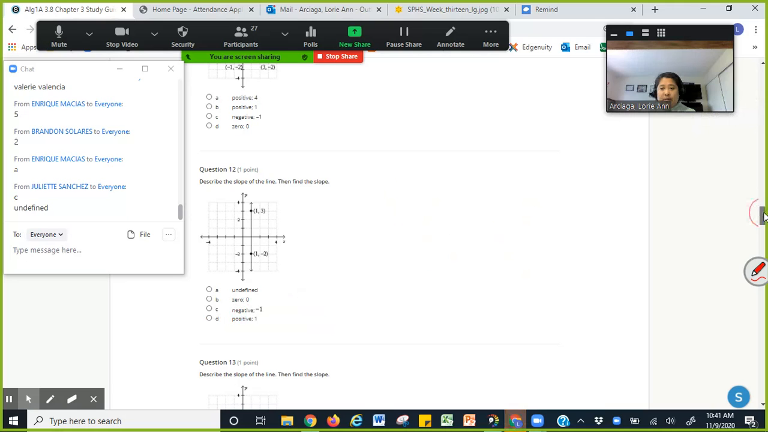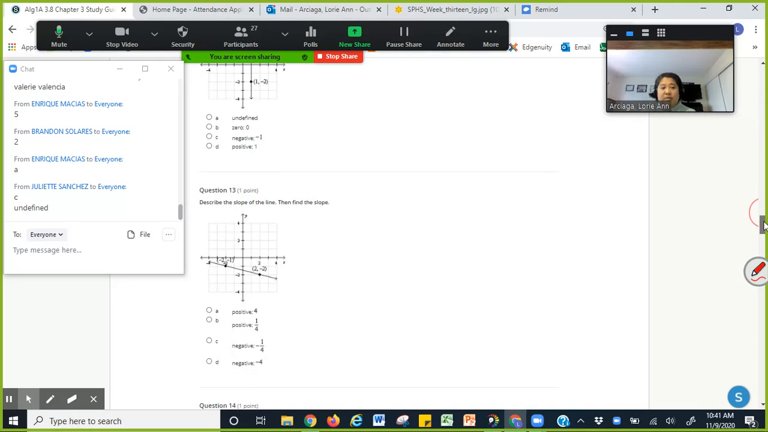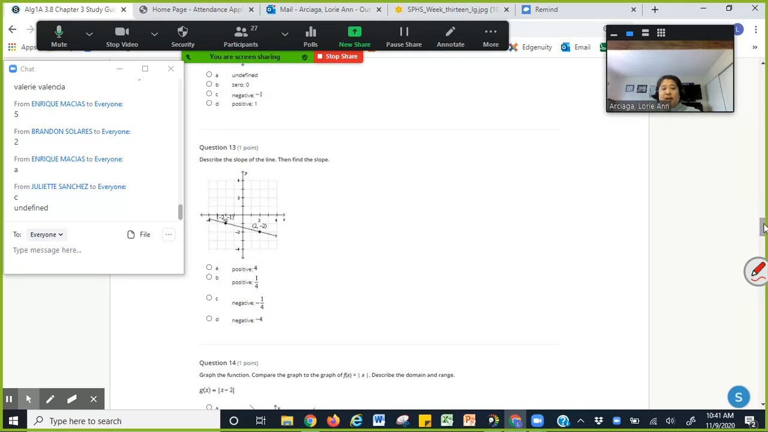Okay. All right. Describe the slope of the line. Ooh, that's a good one. Describe the slope of the line. Which ones are obvious answers? Since your graph is going down from left to right, do process of elimination. So you only have to choose between two things. Since it's going down, it cannot be positive. That's gone. Okay, so now you have to do your rise over run, or drop over run.